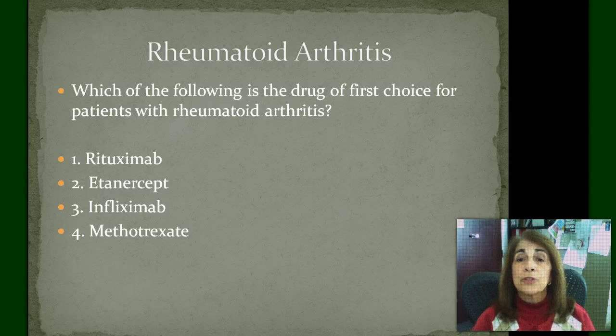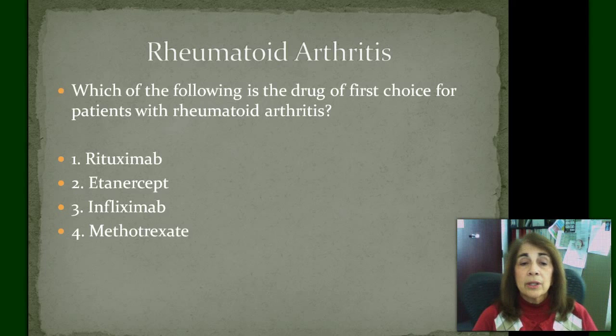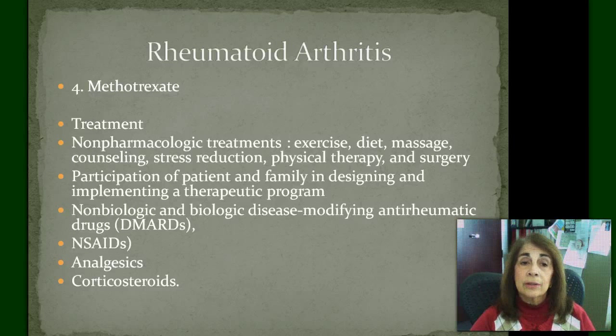Which of the following is the drug of first choice for patients with rheumatoid arthritis? Rituximab, etanercept, infliximab, or methotrexate? The answer is methotrexate. There are recommendations for pharmacologic treatment as well as non-pharmacologic treatment. Non-pharmacologic treatments include exercise, diet, massage, counseling, stress reduction, physical therapy, and sometimes surgery to realign the joints.